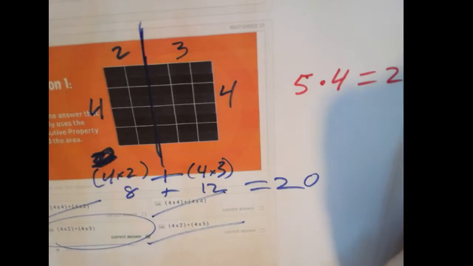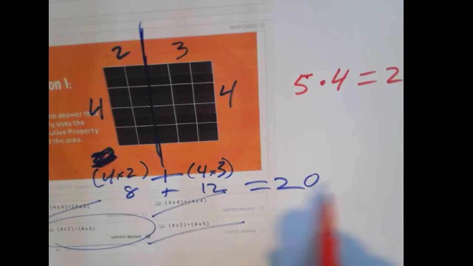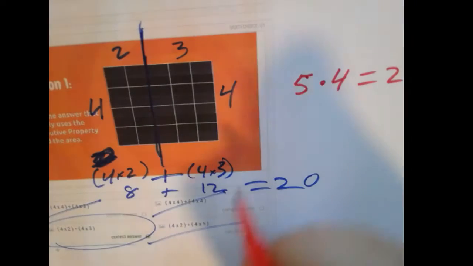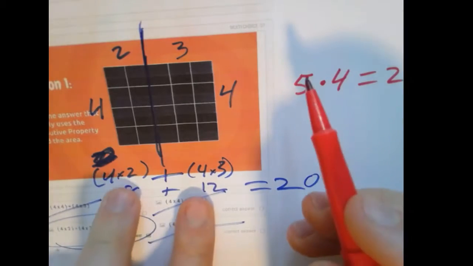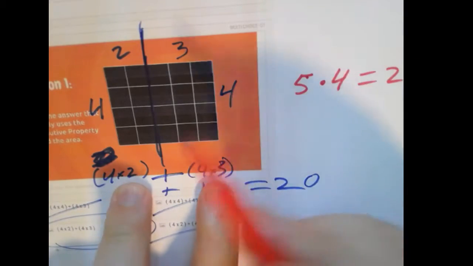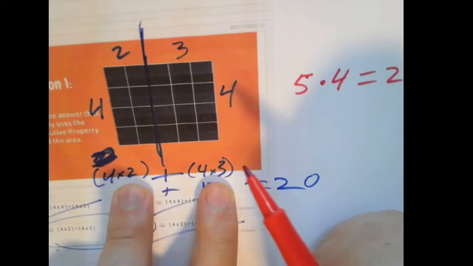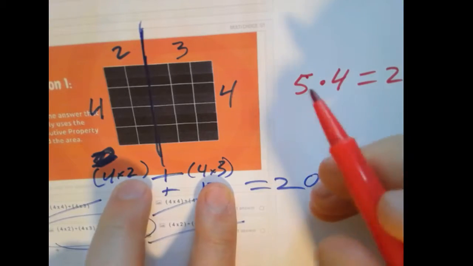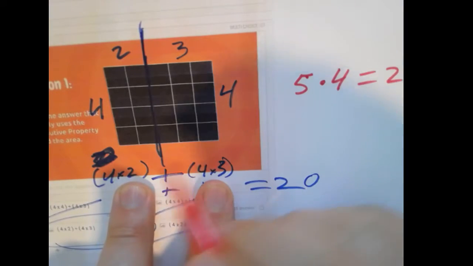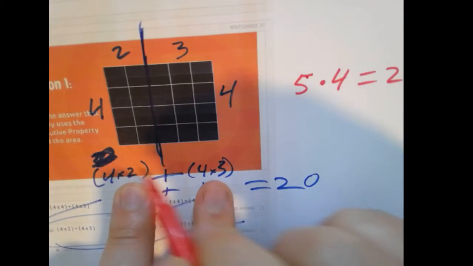5 times 4 gives us 20. 8 plus 12 gives us 20. And if we look at this, what did we change? What would we be factoring out, which is what we're going to learn about down the road? The thing that we're doing is we're doing 4 times 2 and 4 times 3 when we split this up.